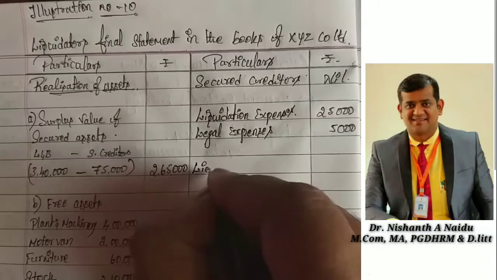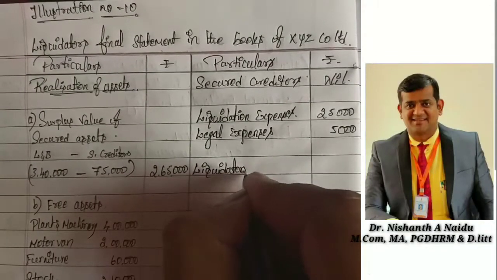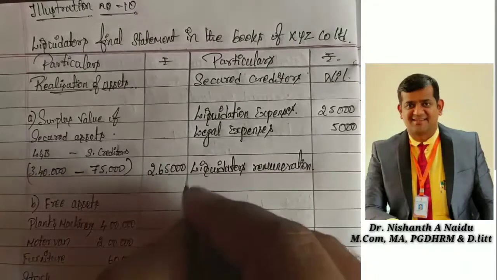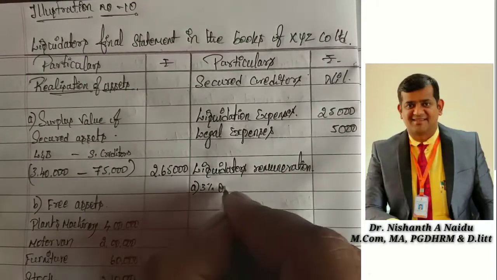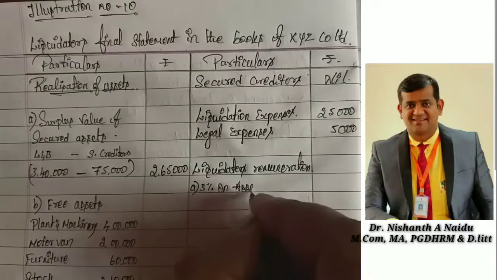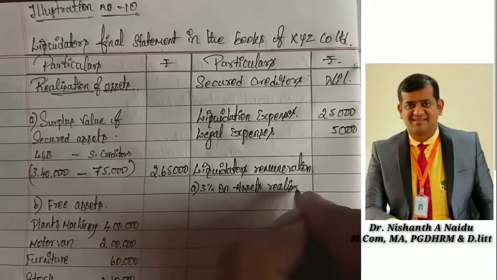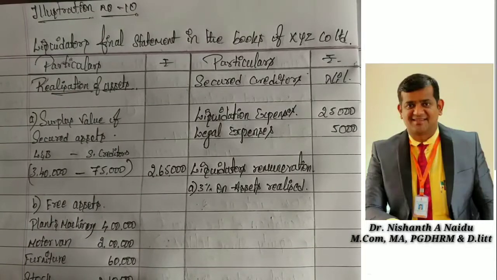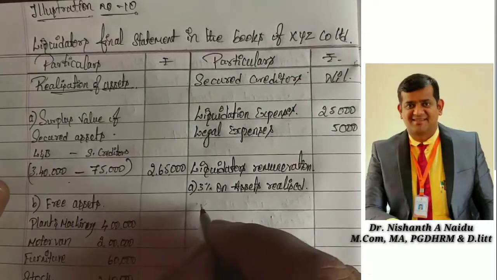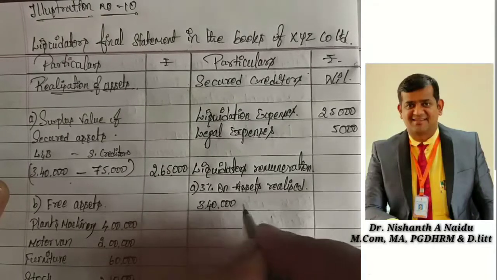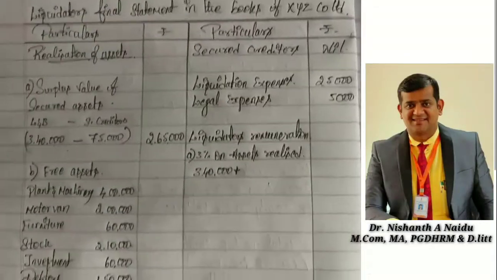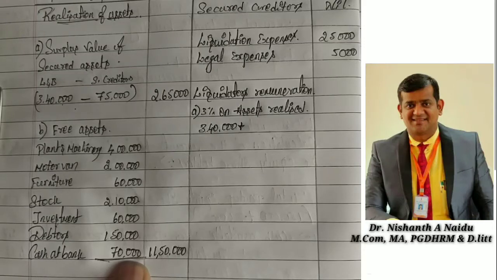So let us make a note. Liquidators remuneration. So under that point A, 3% on assets realized. Correct. So now you all know the value of assets realized. Let us take 3,40,000, the value of land and building, you should remember, plus this out of 11,50,000, cash is 70,000, so you should deduct.